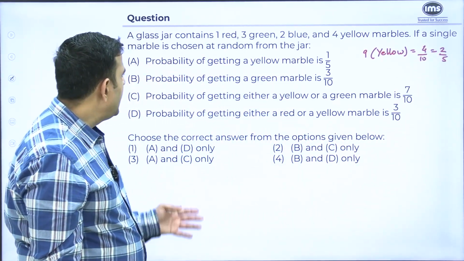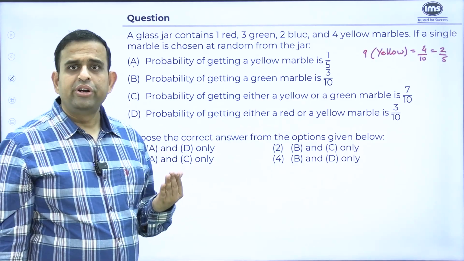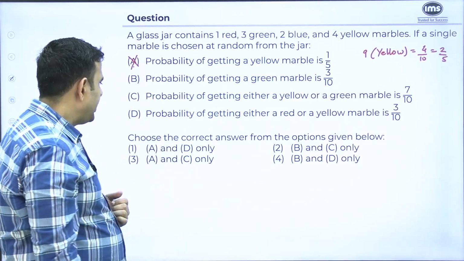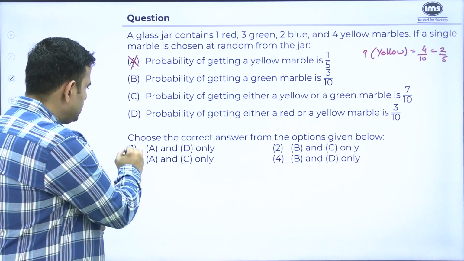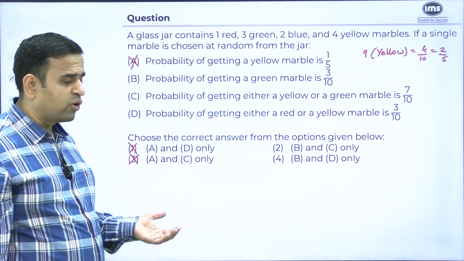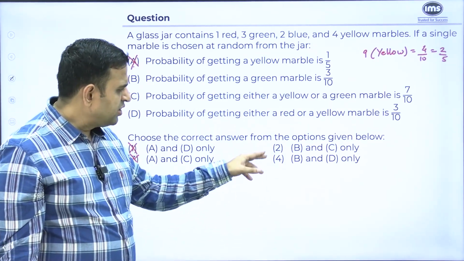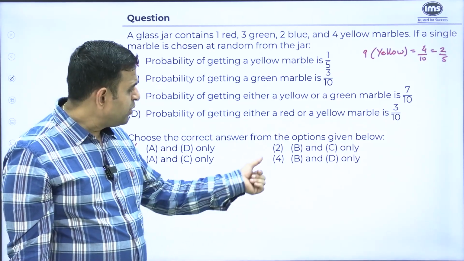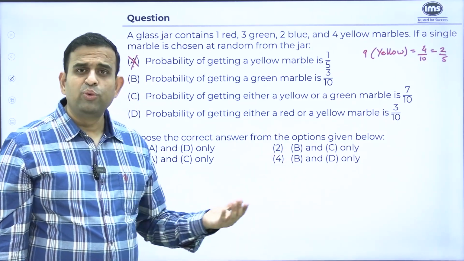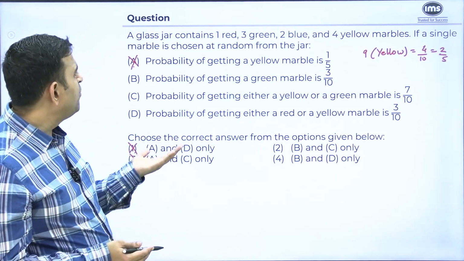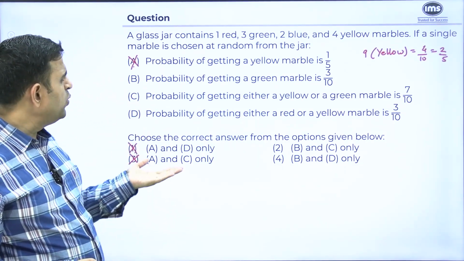Which clearly means that this number A is definitely incorrect. And if A is incorrect, and if I look at the options, option number 1 and option number 3 are going to be out. So the answer has to be one out of option number 2 and option number 4. If I look at option number 2 and 4, B is present in both of them, which clearly means there's no point finding out the probability for the B statement. It has to be true.